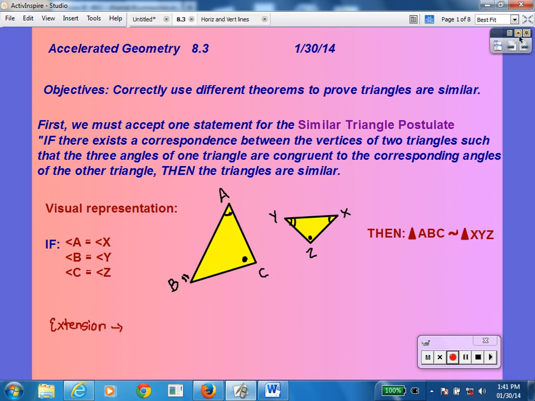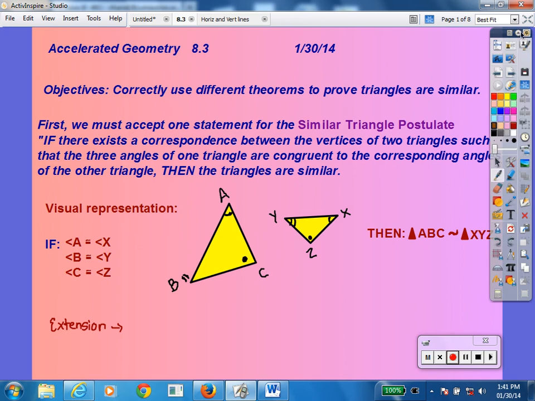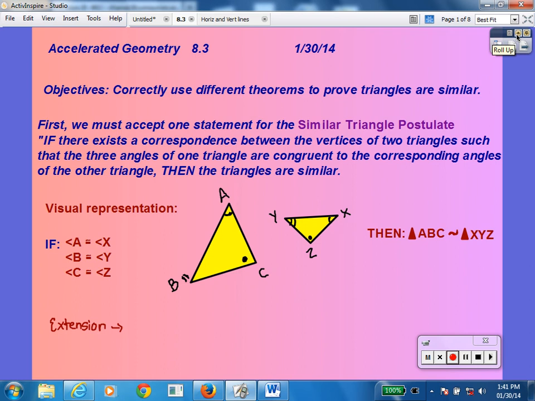Alright, hi folks. So what I'm going to do is the lesson today for 8.3, the notes, and I'm going to explain the theorems quite clearly, and I'm going to help you use these theorems and postulates in some proofs. So your objective, make sure you get this in your notes, is to correctly use the different theorems to prove triangles are similar.